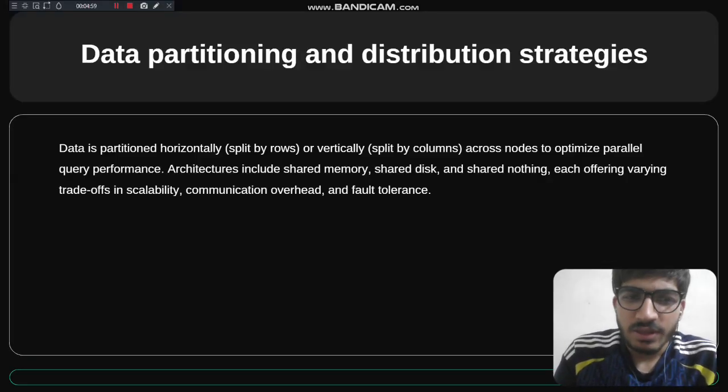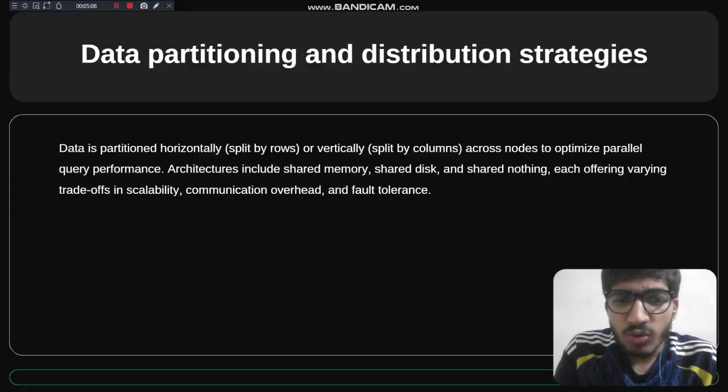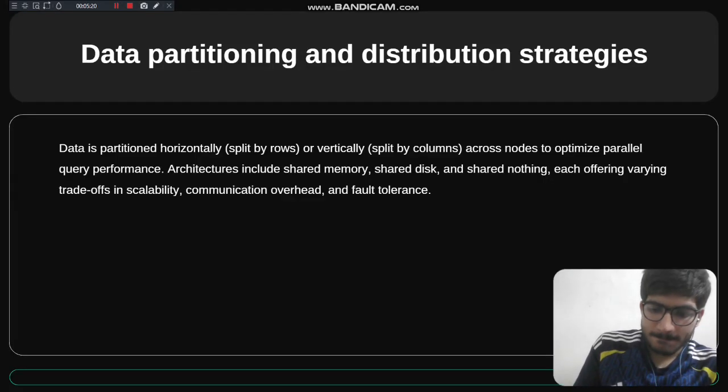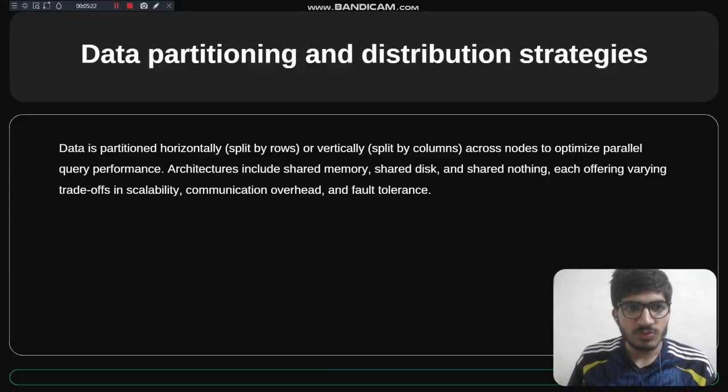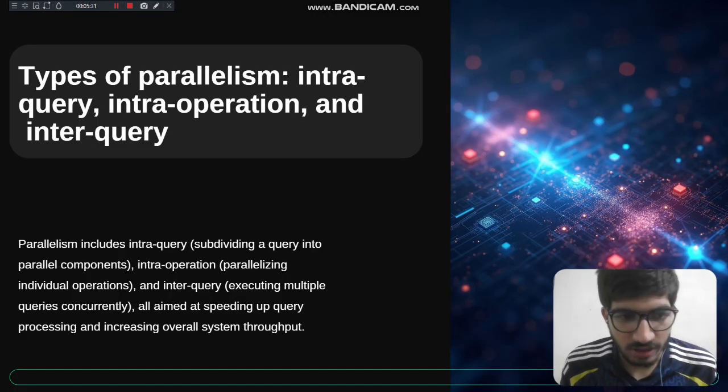Higher availability: if one node fails, the others can still work. So following are the types of data partitioning. There are 5 common types: horizontal partitioning, vertical partitioning, range partitioning, hash partitioning, and round robin partitioning. Okay, so let's move forward. Types of parallelism: intra-query parallelism, intra-operation parallelism, and inter-query parallelism.